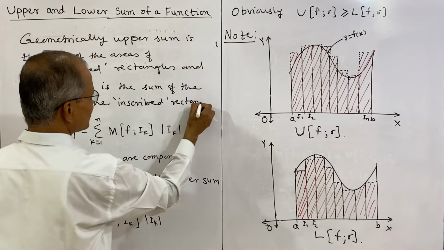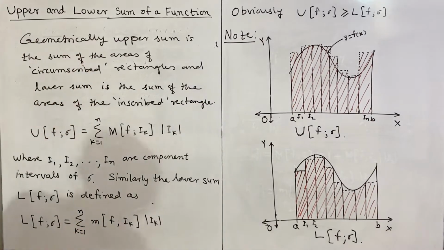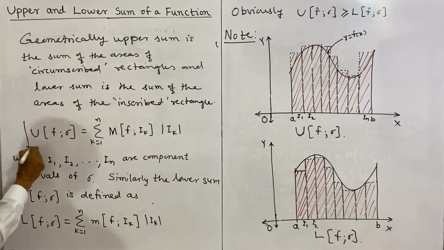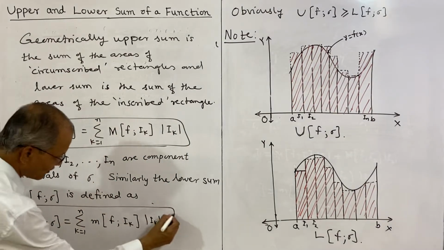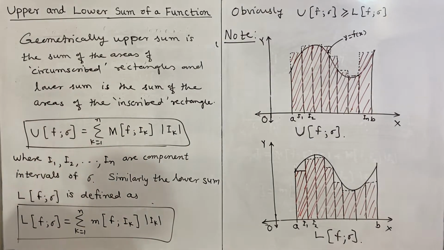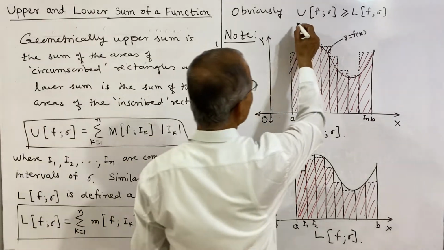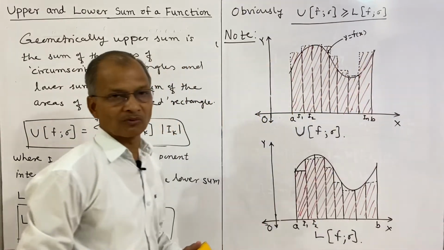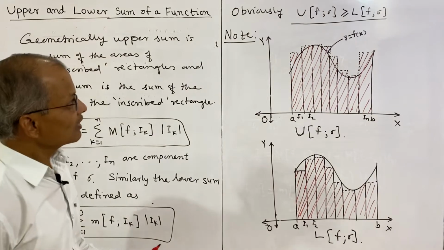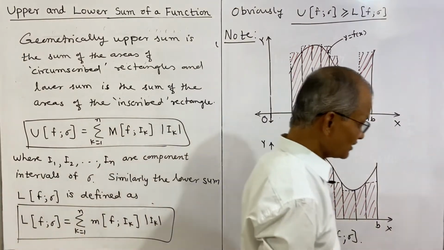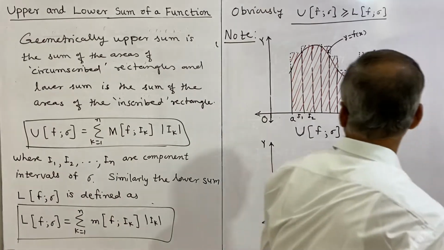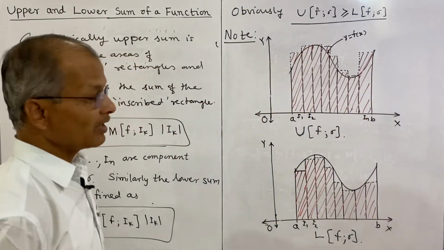So this is the geometrical meaning of upper and lower sum, and this is the definition that we have to remember: upper sum and this is lower sum. And we must note that upper sum is always greater than or equal to lower sum. Now what happens if we consider the refinement of a division?